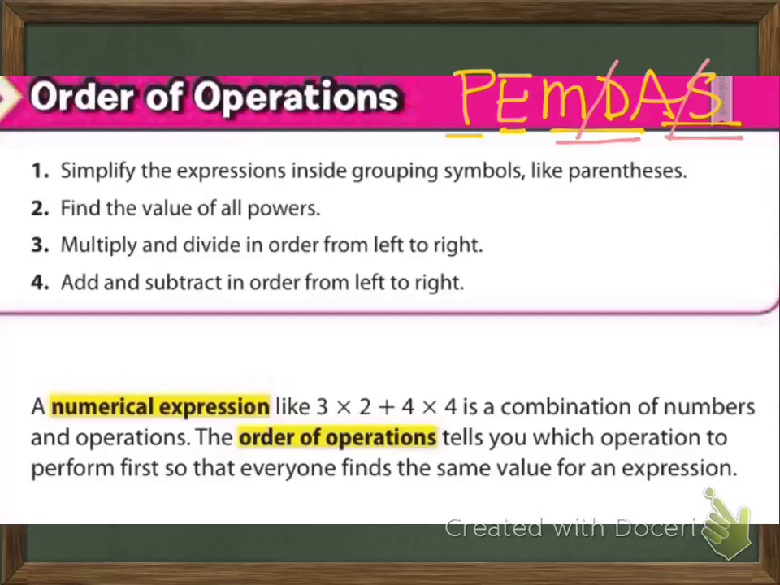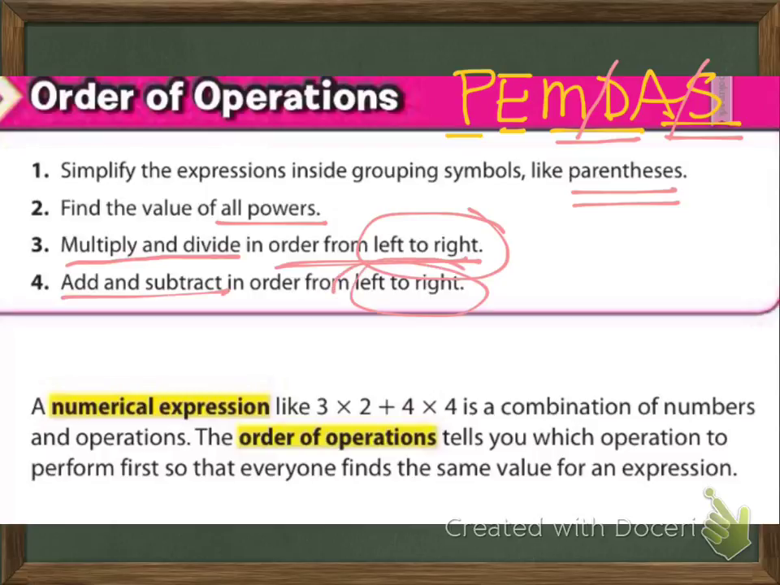The order of operations, it says number 1, simplify the expressions using grouping symbols like parentheses. And then find the value of all powers, which are our exponents. And then multiply and divide in order from left to right. Now this is really important. Multiply and divide in order from left to right. And then add and subtract in order from left to right. So that doesn't always mean that multiplication is going to come before division. If it's a division problem first and then multiplication, you're going to do division and then multiplication because they're interchangeable. Multiply and divide and add and subtract, those are each interchangeable. So you're going to go from left to right.